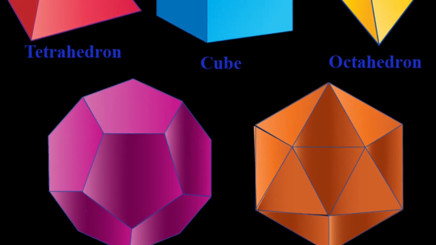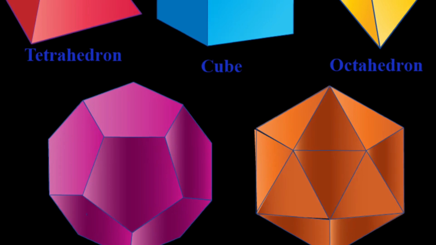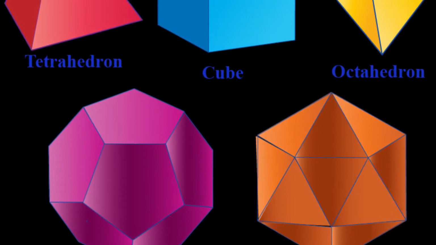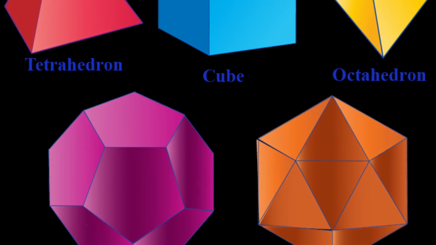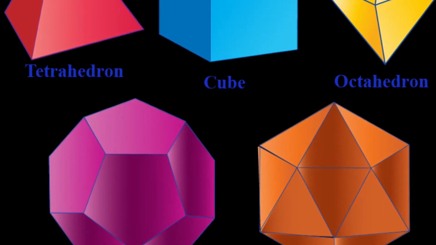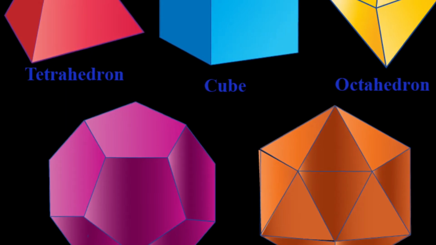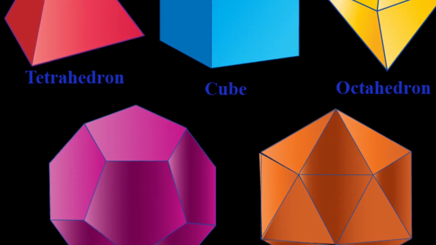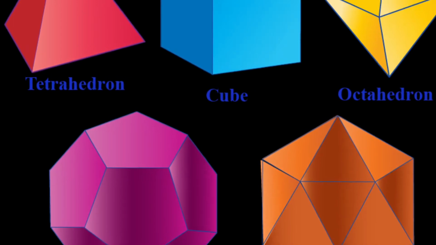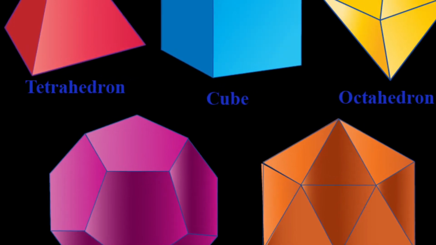A tetrahedron has 3 triangles meeting at every vertex. A cube has 3 squares meeting at every vertex. An octahedron has 4 triangles meeting at every vertex. A dodecahedron has 3 pentagons meeting at every vertex. An icosahedron has 5 triangles meeting at every vertex.